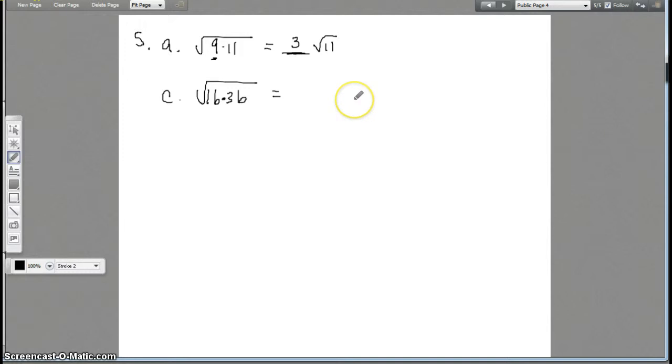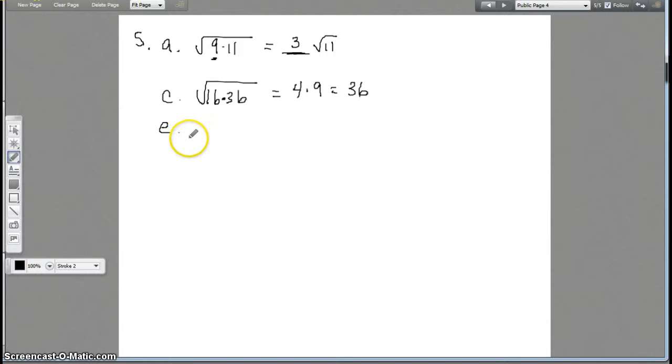Well, if you look at this, remember with products, you can take the square root of each part separately. The square root of 16 is 4. The square root of 36 is 9. What is 4 times 9? It's 36. Okay, let's jump down to part E.